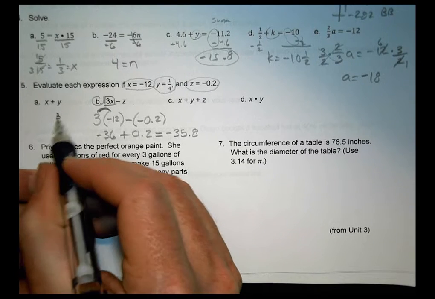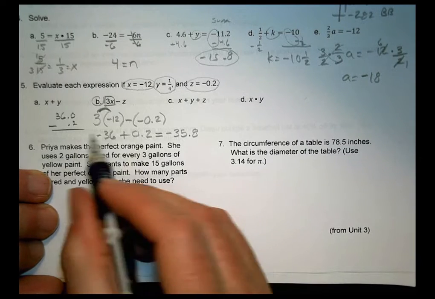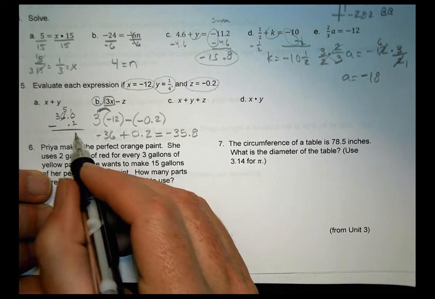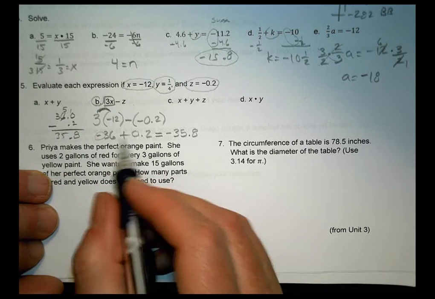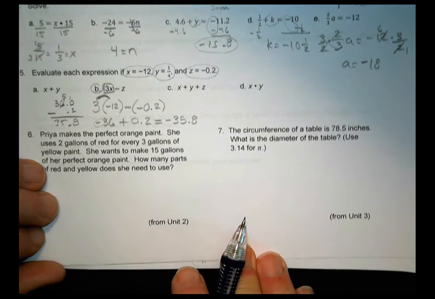I would do 36.0 minus 0.2 like this, because the signs are different. I'd borrow here, that becomes a 10, 10 minus 2 is 8, and then I have a 35.8, but I keep the larger sign, so that's how I got that right there. I'll let you do the other ones on your own, and I'm going to look at number 6 and 7 real quick.